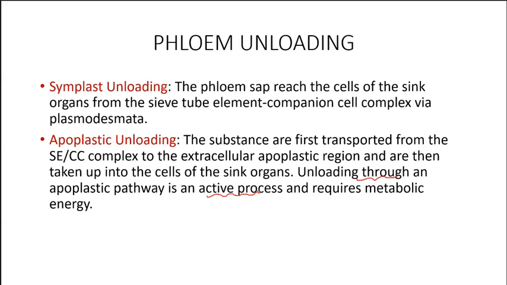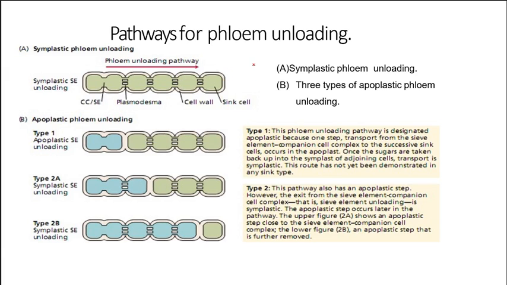We already discussed this. Now look here, pathways of phloem unloading. It can be symplastic and apoplastic. Now the apoplastic unloading pathway is of three types. Symplastic is very simple: they will enter into the sink tissue via the plasmodesmatal connections. Clear? Now in the apoplastic phloem unloading, there are three types: type 1, type 2A, type 2B.